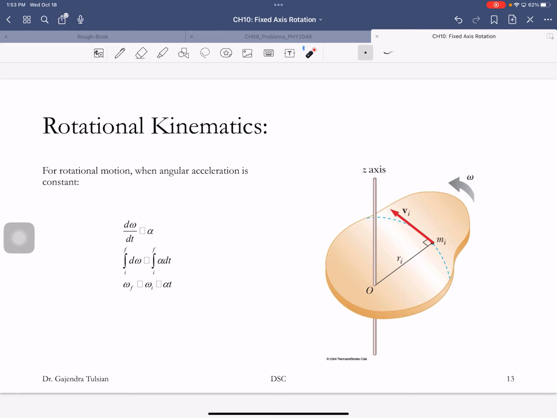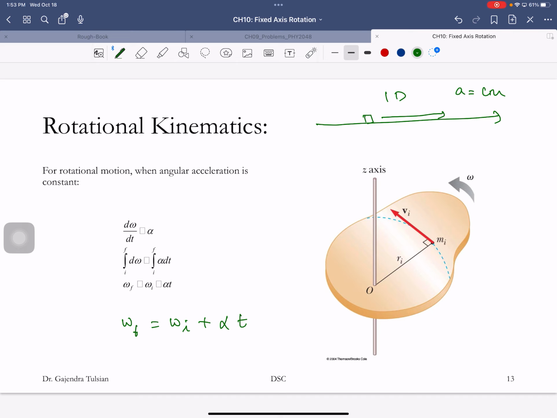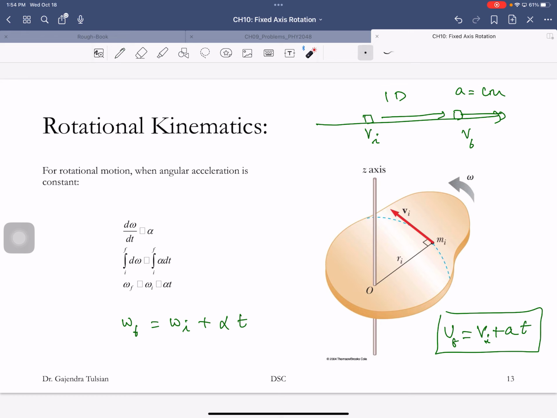Again, some of these are equal signs, and I'll fix them. So this is a plus, that's an equal sign. Omega final equals omega initial plus alpha times t. For one-dimensional linear motion, when the acceleration was constant, the final velocity was the initial linear velocity plus a times t. The exact parallel in rotational motion is that the final angular velocity is equal to initial angular velocity plus alpha, the angular acceleration, times time.